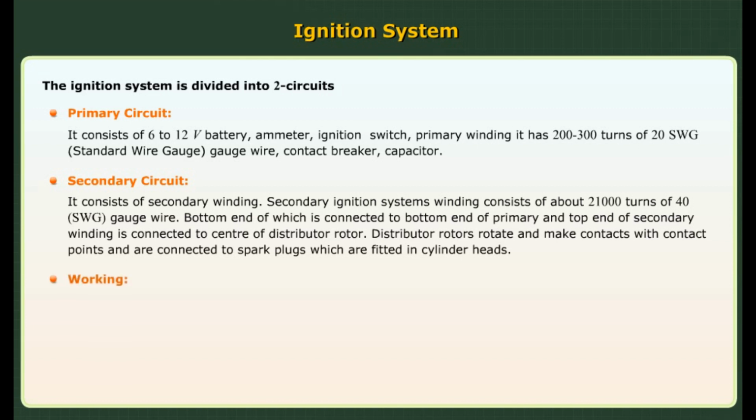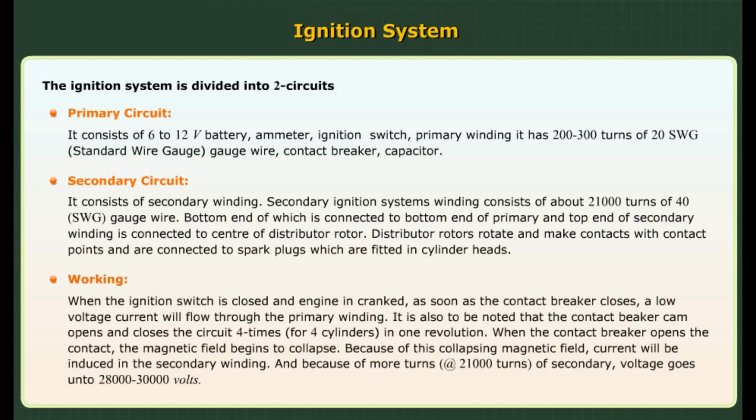Working. When the ignition switch is closed and the engine is cranked, as soon as the contact breaker closes, a low voltage current will flow through the primary winding. It is also to be noted that the contact breaker cam opens and closes the circuit 4 times for 4 cylinders in 1 revolution. When the contact breaker opens the contact, the magnetic field begins to collapse. Because of this collapsing magnetic field, current will be induced in the secondary winding. And because of more turns, at 21,000 turns, the secondary voltage goes up to 28,000 to 30,000 volts.